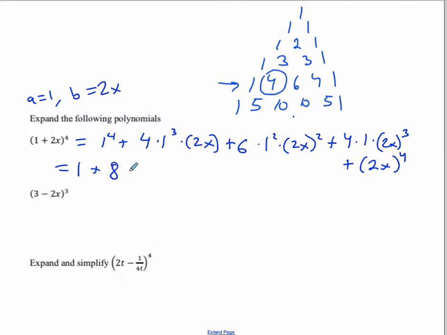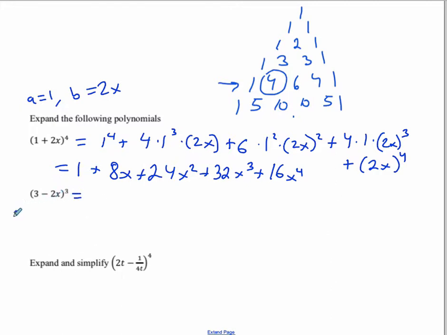8x, and this one here is going to be 2 squared is 4, 4 times 6 is 24, that's going to be x squared. Well, here we got 2 cubed is 8. 8 times 4 is 32, x cubed. And lastly, we have 2 to the power of 4 is 16, so we have 16x to the power of 4. Okay, let's try another one.